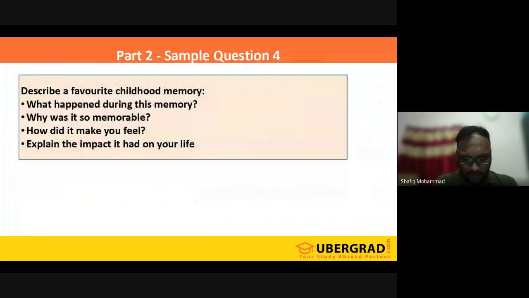You have 2 to 3 minutes to work on this topic, and you can raise your hands back. Okay. Yes, your 2 minutes starts for the preparation now. So the question is, describe a favorite childhood memory. What happened during this memory? What was it so memorable, and how did it make you feel? Explain the impact it had on your life.